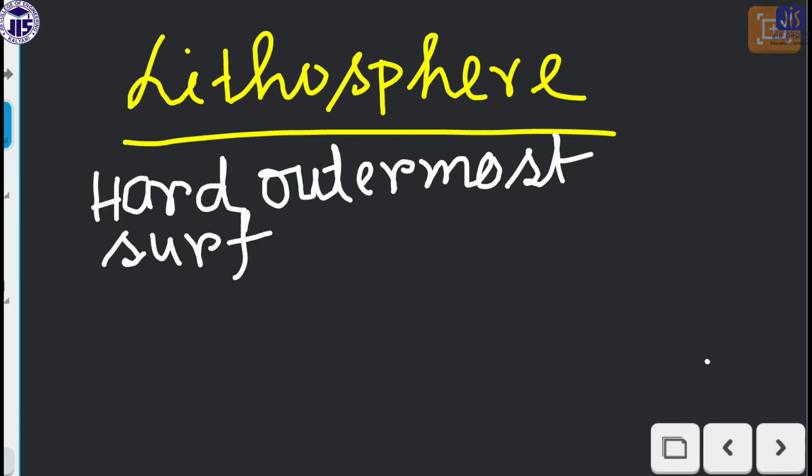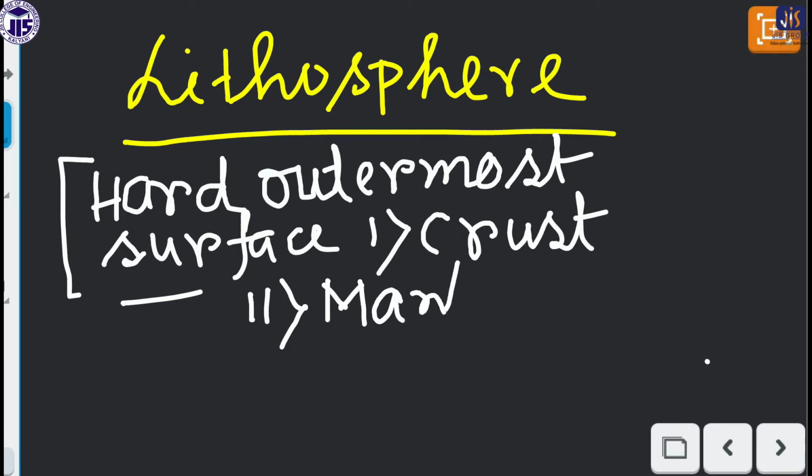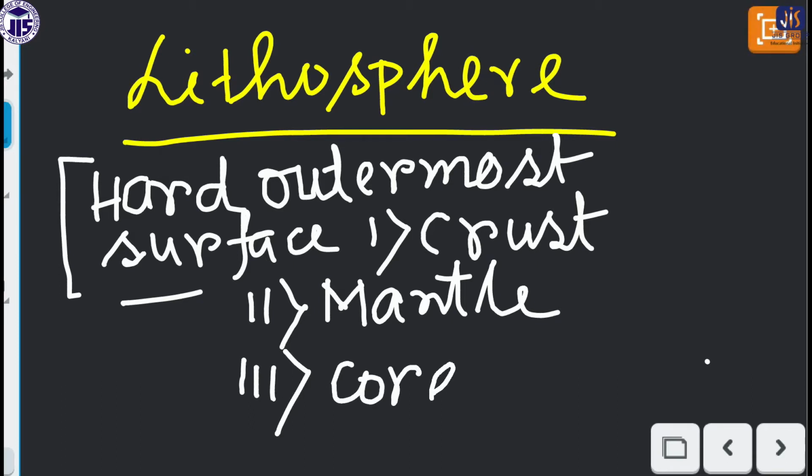Now this lithosphere has three layers. From the center to the surface there are three layers of the lithosphere. Depending on the different area or thickness, the first one from the surface is called the crust. Second one is called the mantle, below the crust. And the third one is called the core. So there are mainly three layers of the lithosphere: the crust, the mantle, and the core.